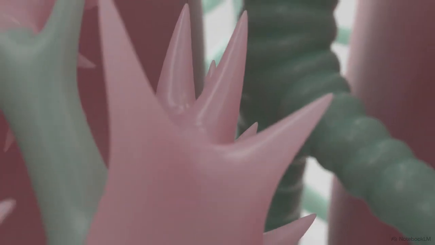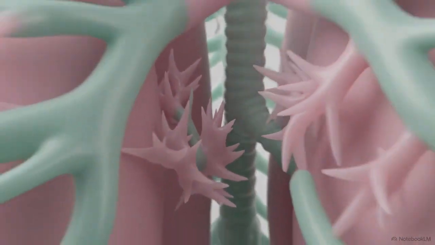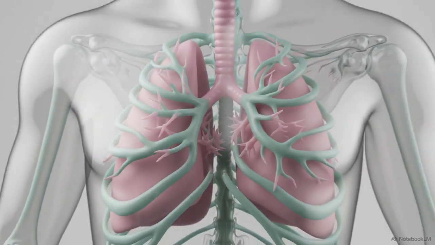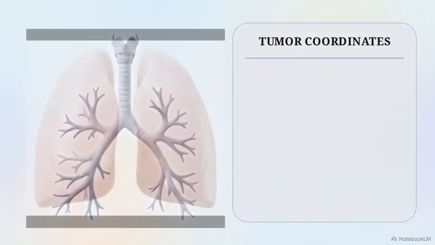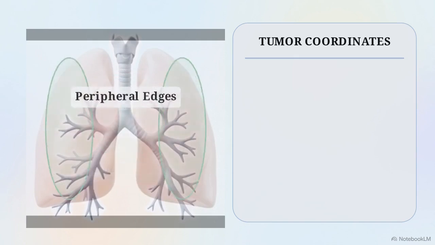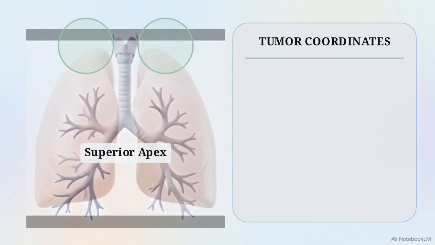To understand how we can predict a tumor's cellular makeup before a biopsy, we must zoom out from the microscopic level and examine the gross anatomy of the respiratory tract. This 3D model of the human tracheobronchial tree highlights three distinct geographic zones where tumors typically develop: the central hilum, the peripheral edges, and the superior apex.